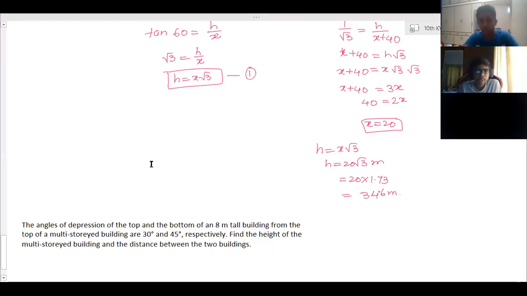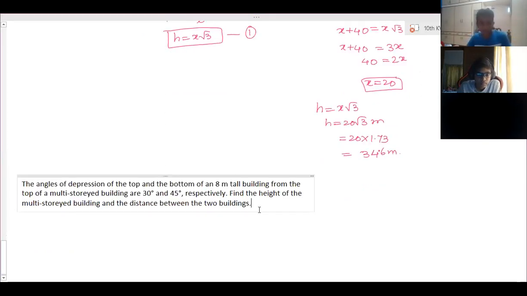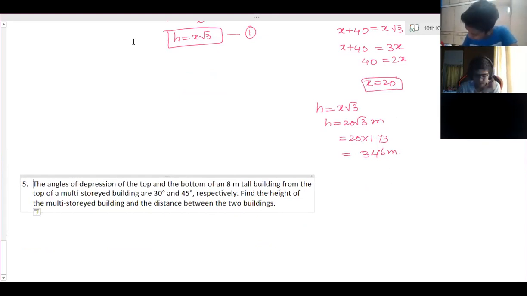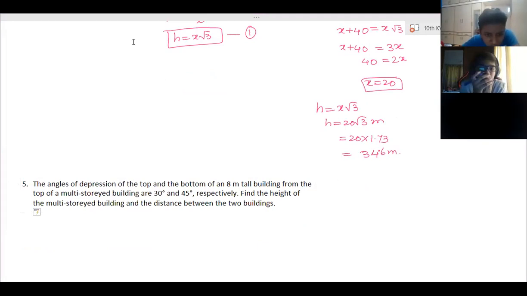Try this question. Yes, how to solve this?